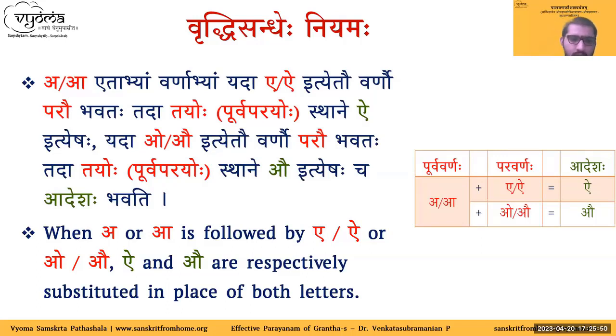So how do you express this in a sentence? When a or aa is followed by e or ai, then the Adesha is ai in the place of the purva and para varna; and if o or au follow, then au is the Adesha in their place. So when a or aa is followed by e, ai or o, au, then ai and au are the adesha letters, the result sound.